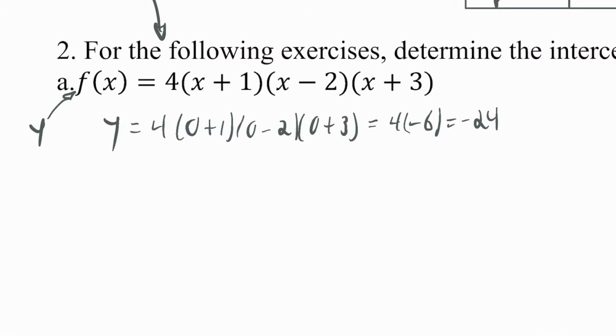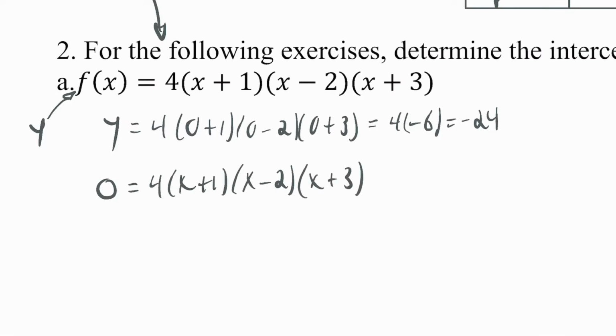Okay, so then we'd say, well, we want the x-intercepts. We'd say 0 equals 4 times x plus 1 times x minus 2 times x plus 3. Okay. So which x values do that? Well, one way to say is to look and go, well, if this factor is 0, then the whole right-hand side is 0. What number would do that? Well, negative 1. If this factor was 0, then the whole right-hand side would be 0. What input number would do that? Well, 2. And then the same here, the input would be negative 3.